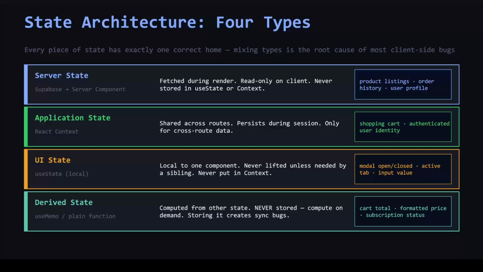The rule: if it comes from the server, it's server state. If it's shared across routes, it's application state. If it's local to one component, it's UI state. If it can be computed from existing state, derive it, don't store it.